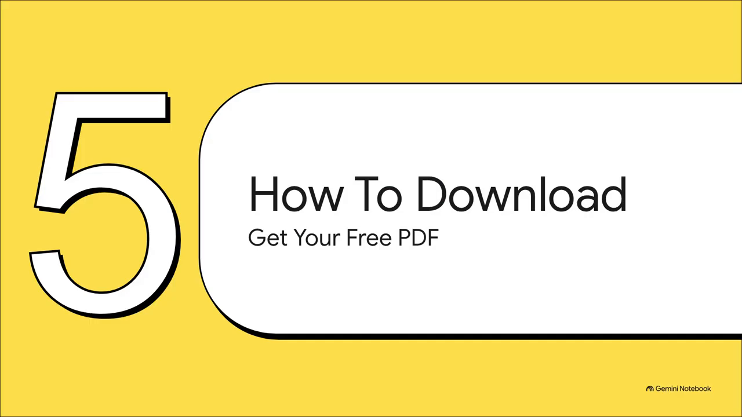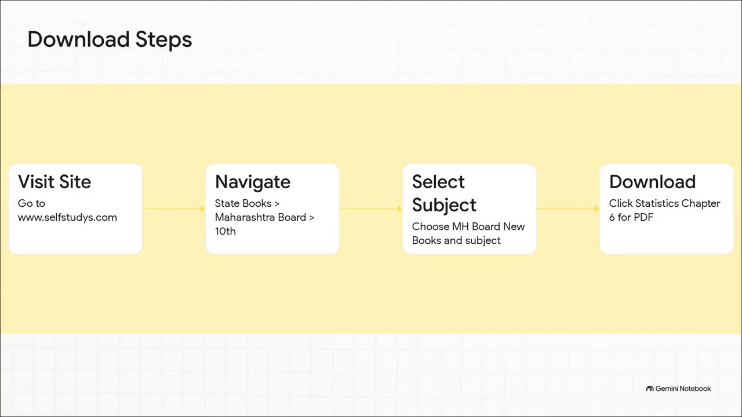Finally, let's hit Section 5, How to Download, Get Your Free PDF. Okay, this is the highly actionable part where I show you exactly how to get this resource for free right now. It is super straightforward. Just pull up www.selfstudies.com. From there, navigate the menu to State Books, select Maharashtra Board, and then hit 10th. Choose Maharashtra Board New Books, pick your medium and your subject, and finally, just click Statistics Chapter 6. Boom! The PDF is instantly yours for offline reading.